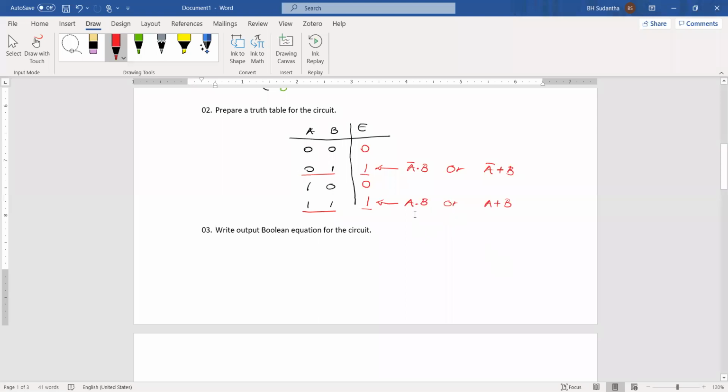Now, what do you think? Which one is the correct one? Here, using AND operation, I can write A bar B, AB. Or using OR operation, we can write this as A bar plus B, OR A B, that's using OR operation. Now, what do you think? Which one is the correct one? Using AND operation or using OR operation, we can convert this one. Now, what do you think? Can you take a couple of seconds and think about that? Which one is the correct one?